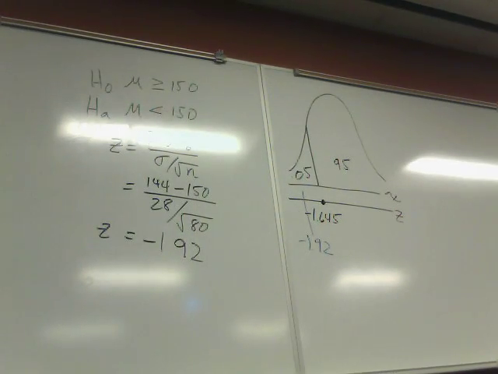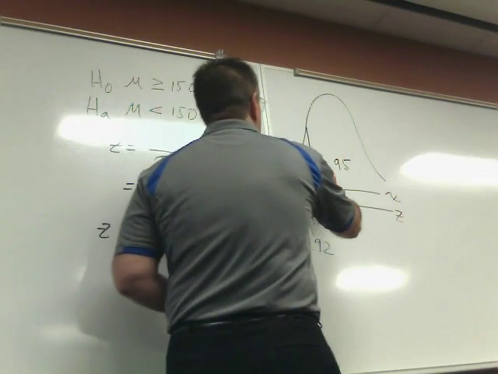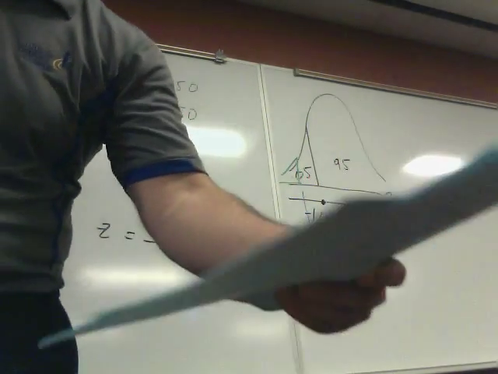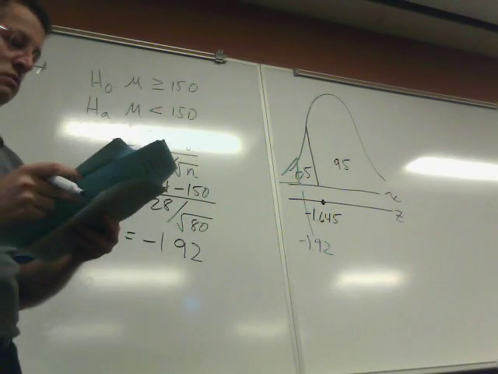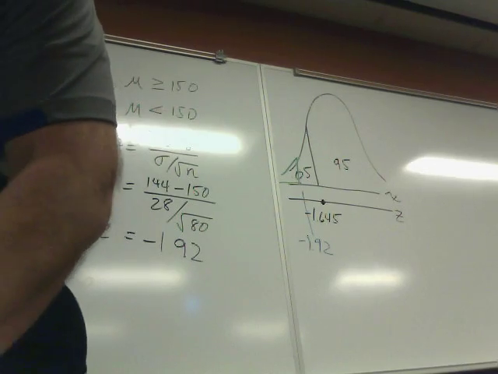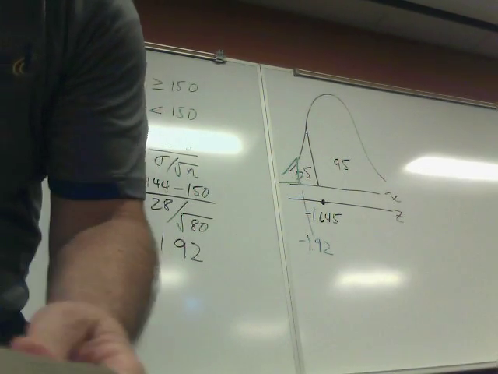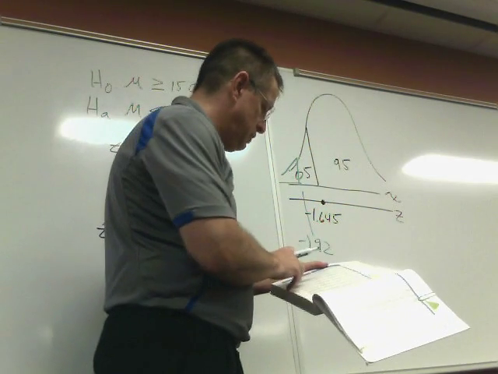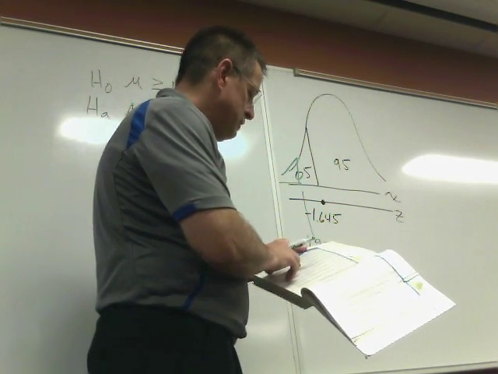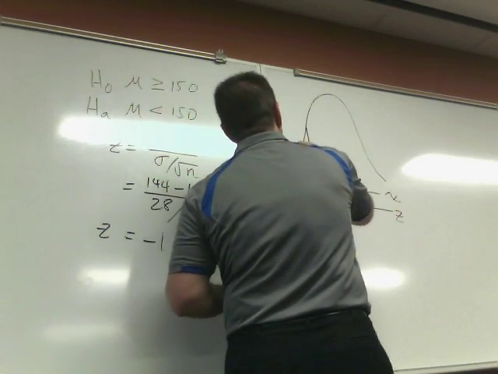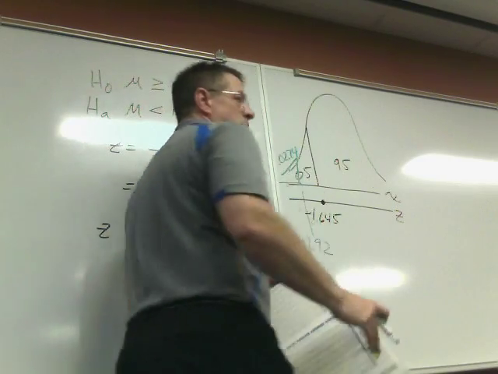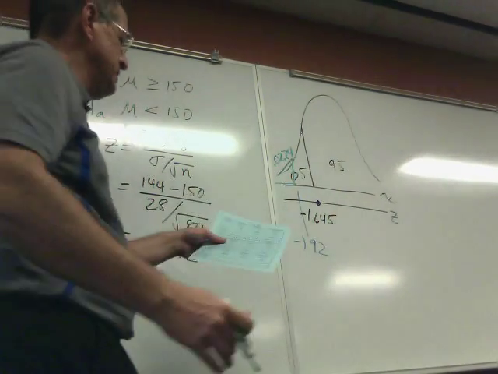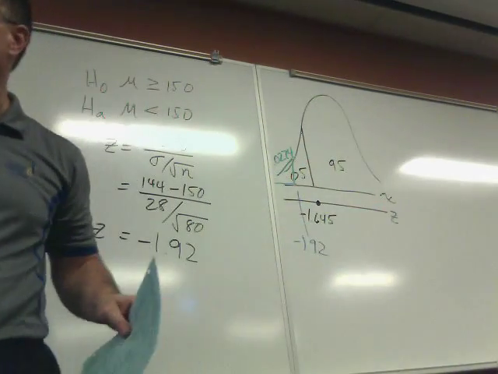With that test statistic, I'm going to get an area, a p-value. What is that p-value? So I'm going to go to my table in the back. I'm going to find the z-score of negative 1.92, and I see the p-value is 0.0274. Okay?